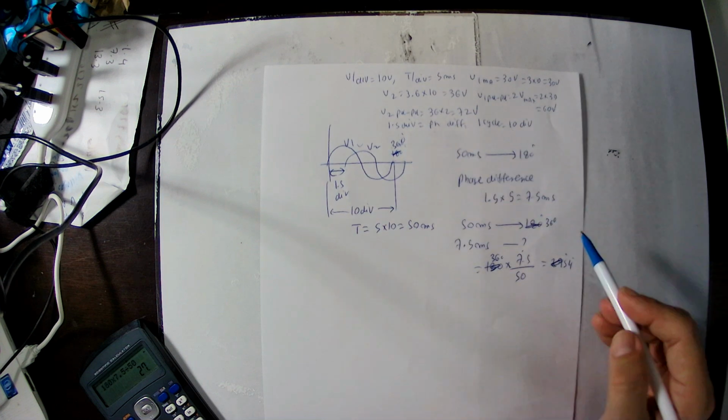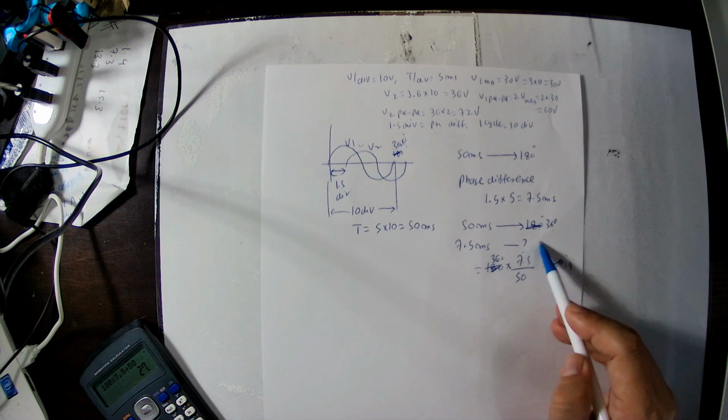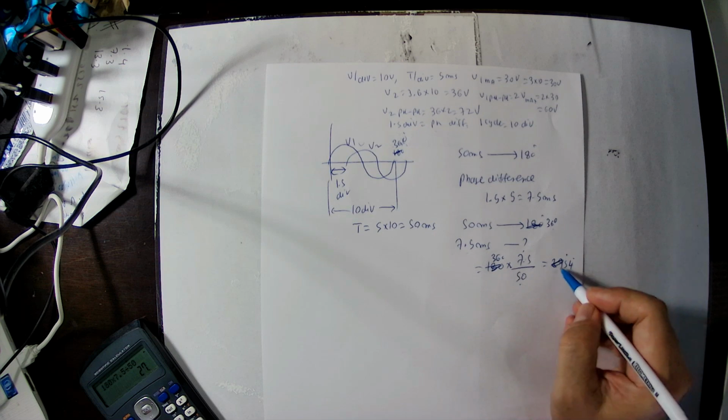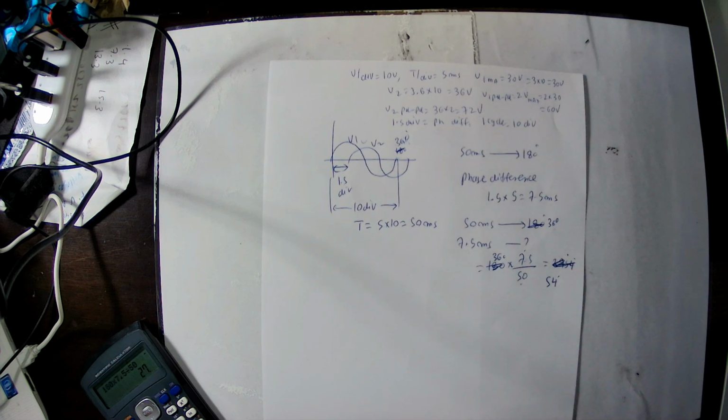So 50 milliseconds is 360 degree, and 7.5 milliseconds, so 360 multiplied by 7.5 divided by 50, you get 54 degree. So this waveform's phase difference is 54 degree. We calculated this phase difference is 54 degree. In the meantime, we also need to calculate the RMS values.